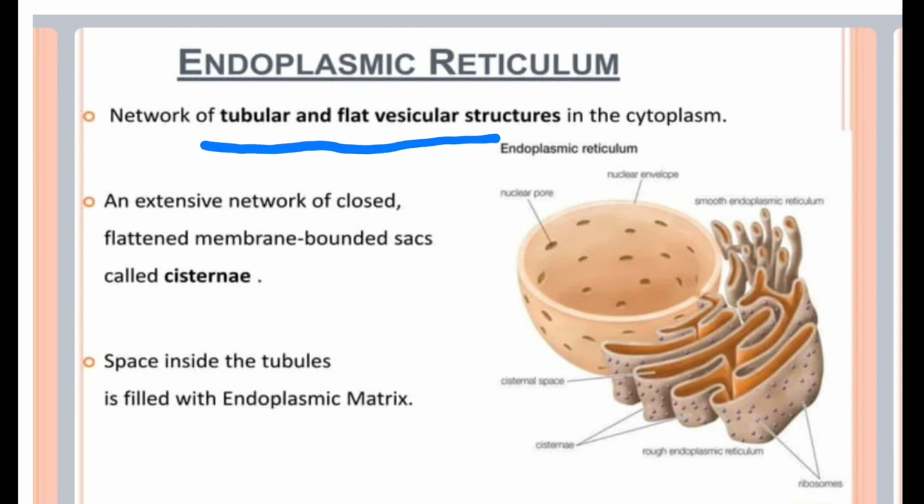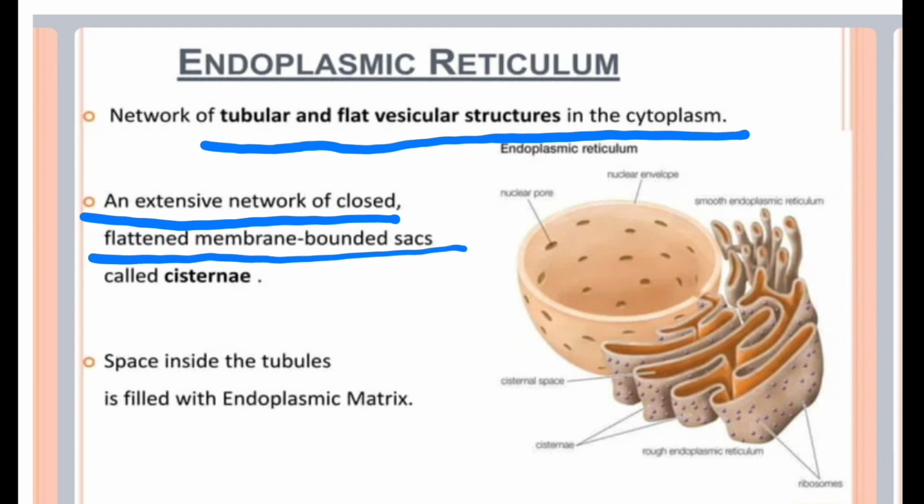and flat vesicular structures in the cytoplasm. It looks like tubes, or flat vesicular structures. It is an extensive network of closed or flattened membrane-bound sacs called cisternae. In the mitochondria we have seen those cristae. Those same cristae, here, are called cisternae.